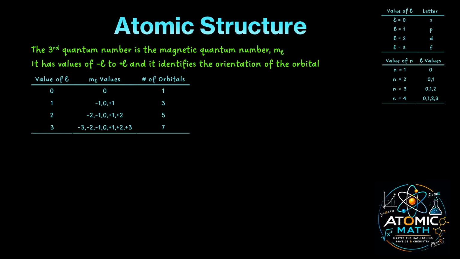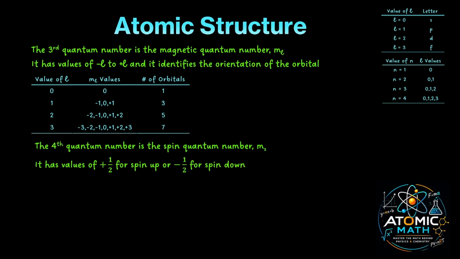So if you look on the right, you can see that when you have an l of 0, so that's your s orbital, there's only 1. Your p orbitals have 3, your d orbitals have 5, and your f orbitals have 7. So the fourth quantum number is the spin quantum number, and it is given the symbol m_s. It has values of plus 1/2 for spin up or minus 1/2 for spin down.